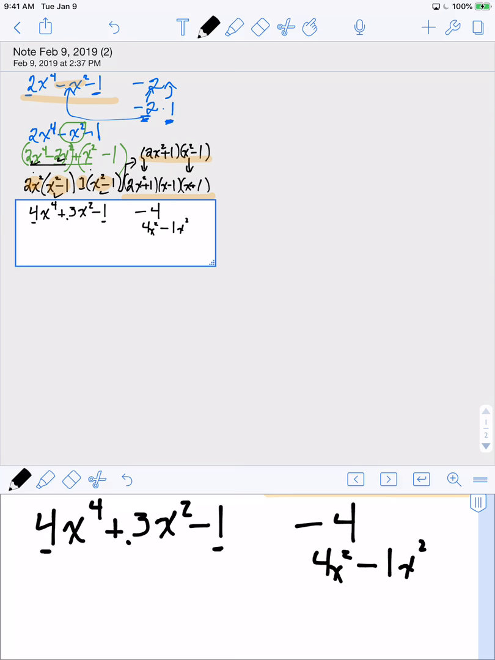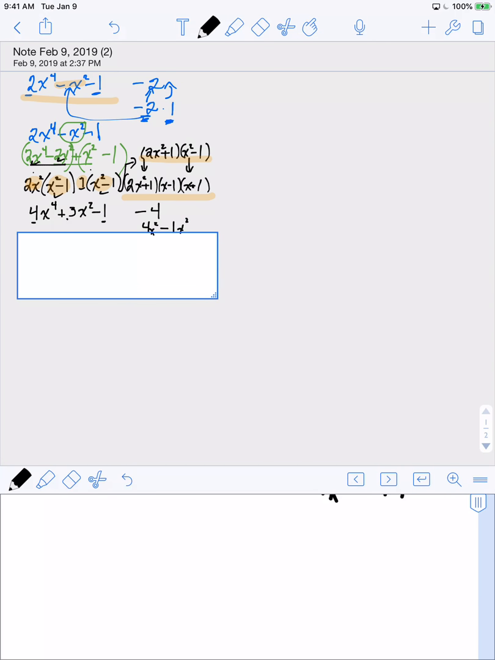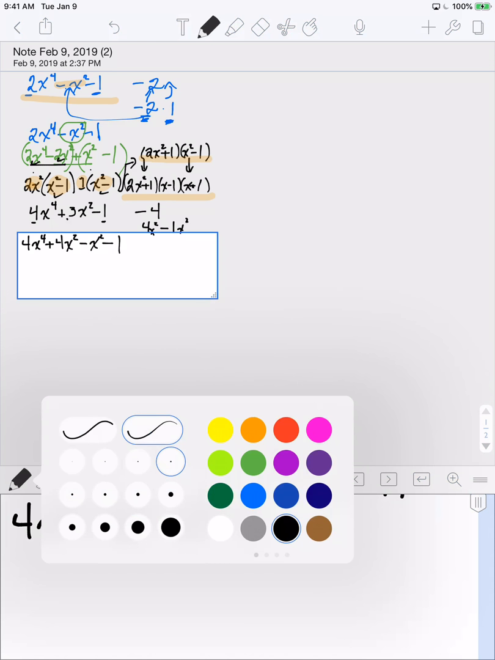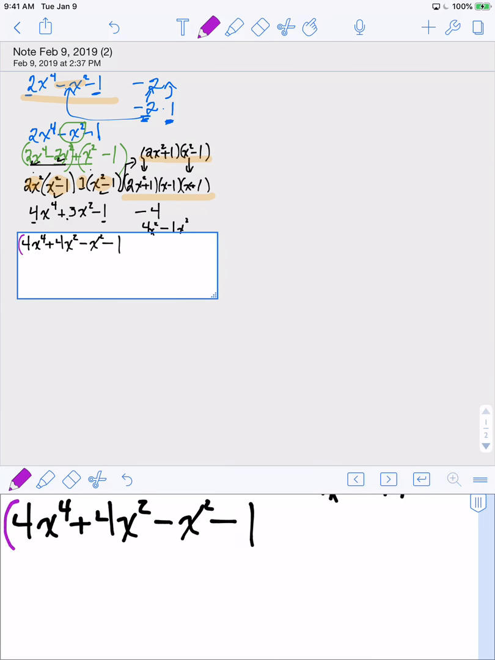So I'm going to rewrite it. It's 4x to the fourth, so that first term doesn't change, plus 4x squared minus 1x squared. You really don't have to put the 1, and then minus 1. All right, and just like the last time, we're going to group the first two together. And you don't always have to do the first. Sometimes the first two and the last two don't work out, and you've got to rearrange the order a little bit. But so far, we haven't had to do that.